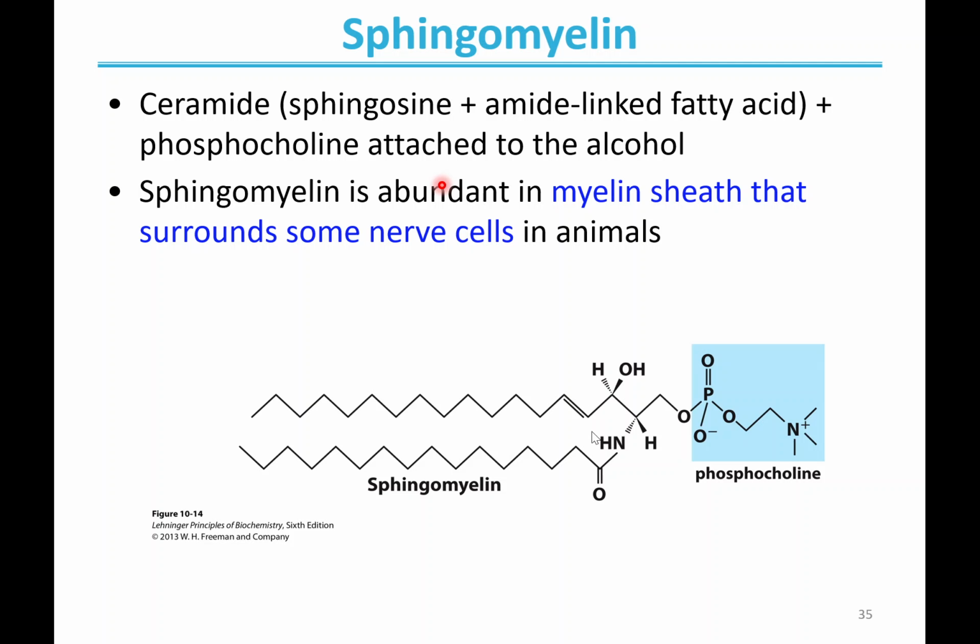Okay, so this would be our ceramide, right, sphingosine, and our fatty acid attached down here to the nitrogen, and then the head group on this would be a phosphocholine. Sphingomyelin is abundant in the myelin sheath that surrounds nerve cells. That's where it gets its name, sphingo, meaning it's a sphingolipid, and myelin because it comes from the myelin sheath. And we think it's important as sort of an insulation to those nerves.